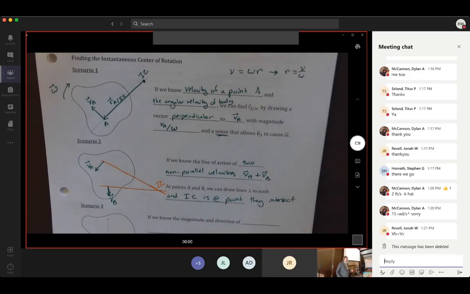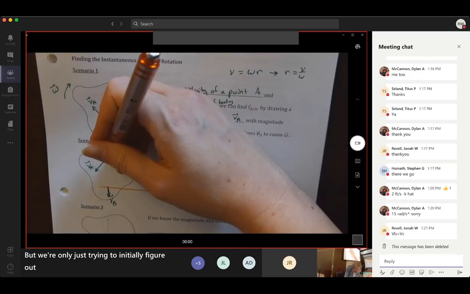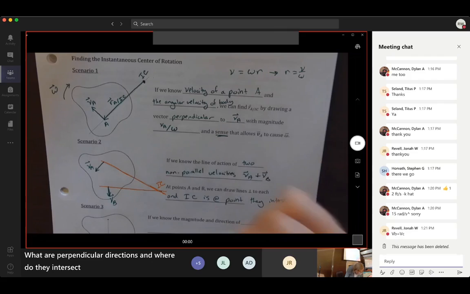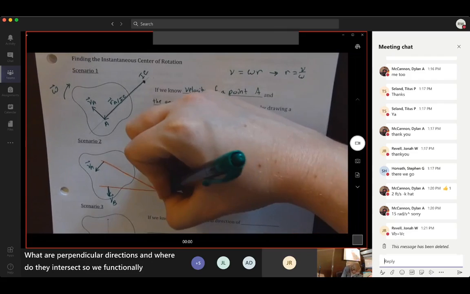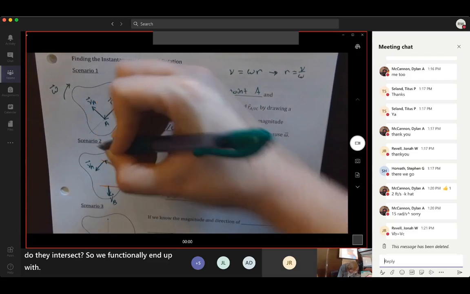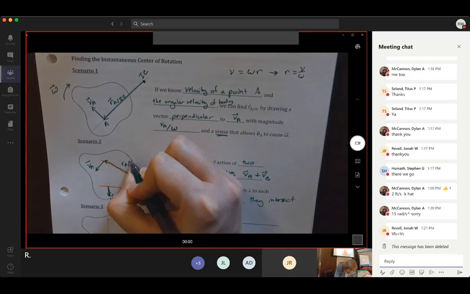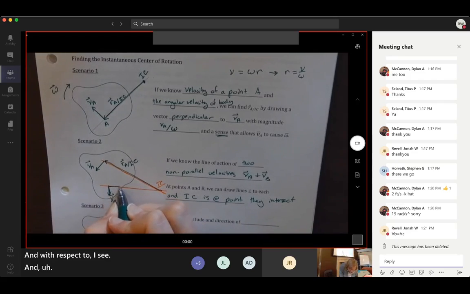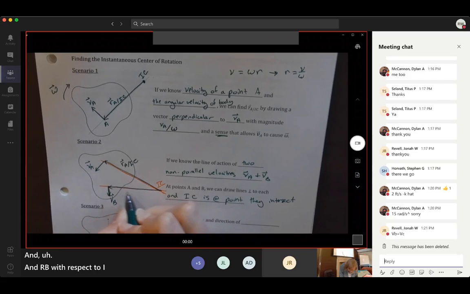Okay, so once we've figured that out, we can figure out where that point is in space. But we're really just trying to initially figure out what are our perpendicular directions and where do they intersect. So we functionally end up with an RA with respect to IC and an RB with respect to IC.